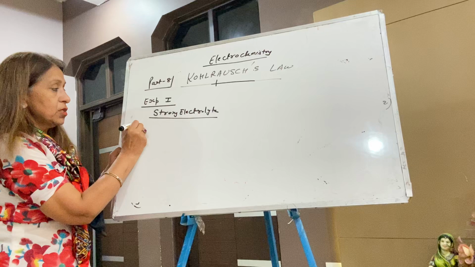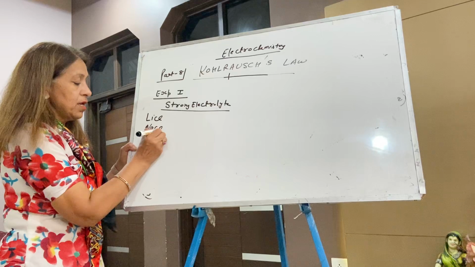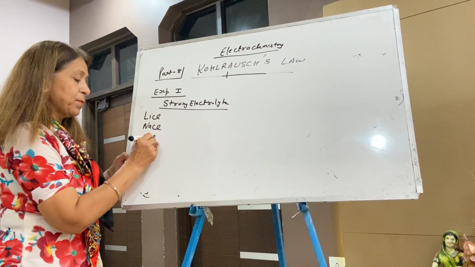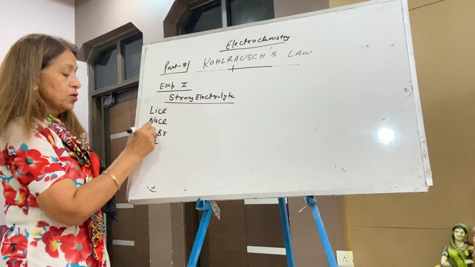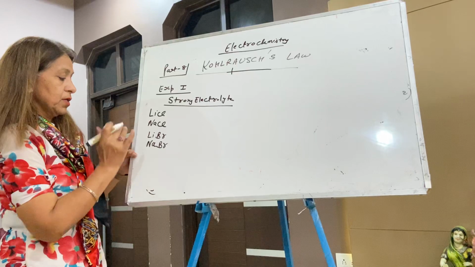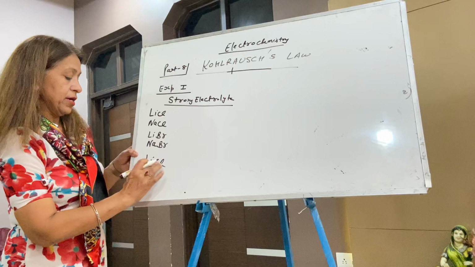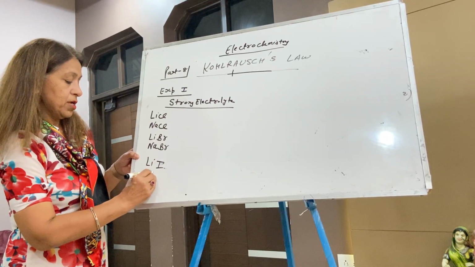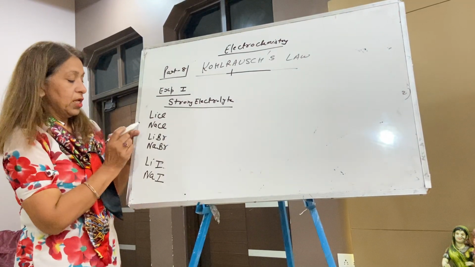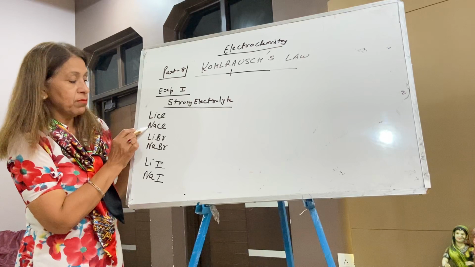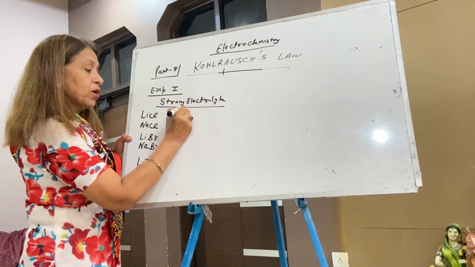This is your experiment number 1. Write along with me: lithium chloride, sodium chloride, lithium bromide, sodium bromide, lithium iodide, sodium iodide. Make pairs. These are some strong electrolytes. In this case, lithium and sodium are common.